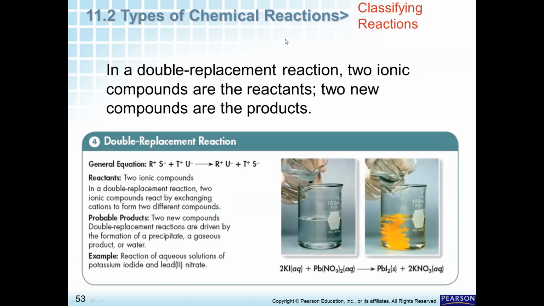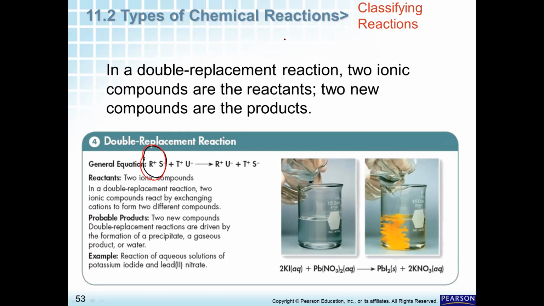Okay, and the double replacement is where the positive ions are getting replaced. So when you say positive ions, this means that we have two ionic compounds. These two ionic compounds, RS and TU, exist like this. This is very important for you to understand, because this is what we will be doing today, simply because we will be looking at the reaction in aqueous solution. And that is what we mean by existing like that.